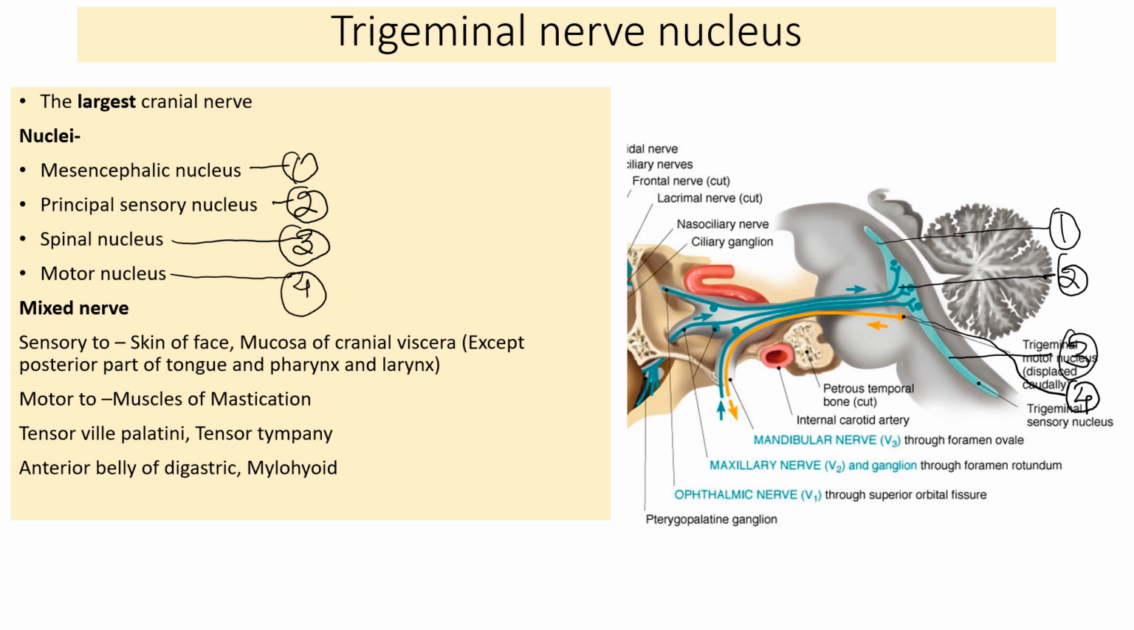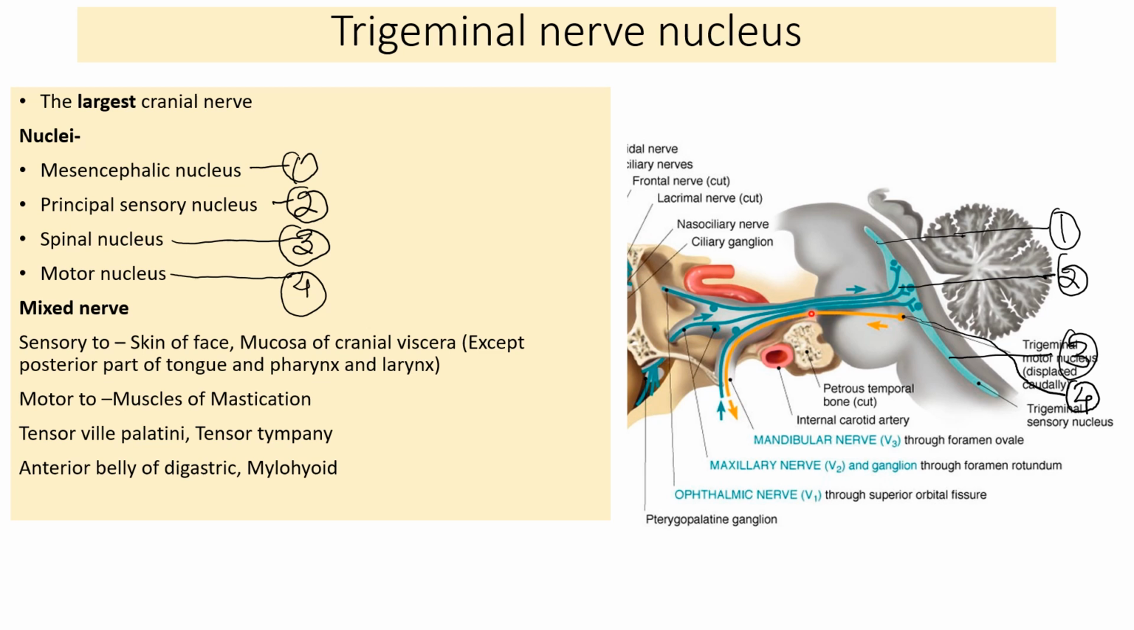So this is a mixed nerve, which is sensory to the base mucosa of the cranial viscera, except the posterior part of tongue, pharynx, and larynx. The pharynx, larynx, and posterior part of the tongue receive sensory supply from the 9th and 10th cranial nerves. So the sensory root emerges here. This is the sensory root. The greenish blue and the yellow one form the motor root. Together they emerge from the junction of pons and middle cerebellar peduncle.